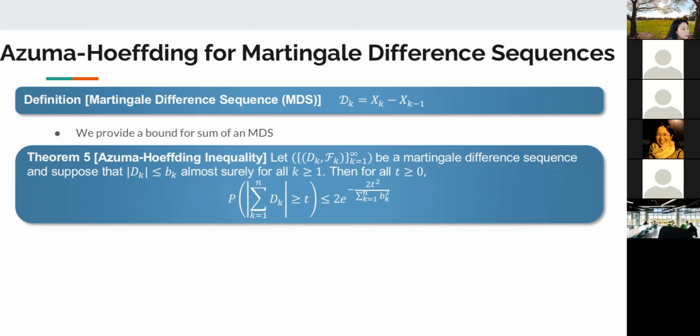So is the perturbation greater than t? It's like the summation of the difference sequence deviating from its mean, so it is greater than or equal to t. And this probability of the deviation being greater than t is going to be upper bounded by an exponential, right? What is the exponential? It is, again, just the Hoeffding inequality. If you recall the Hoeffding inequality, this is a trivial application of that.